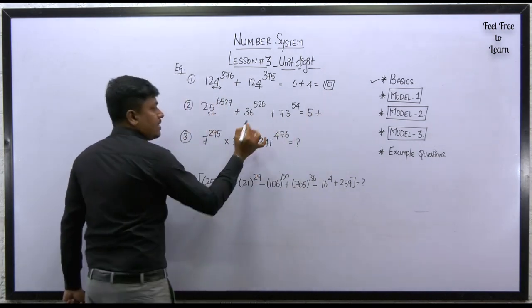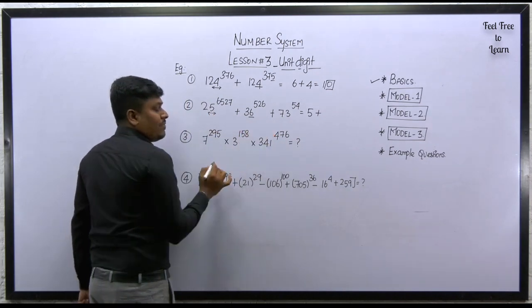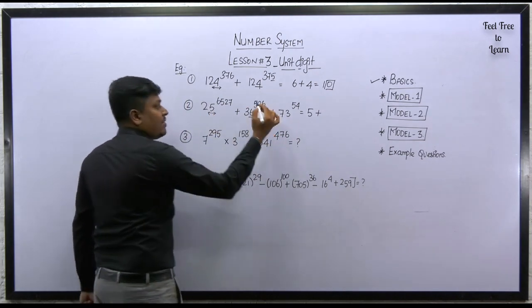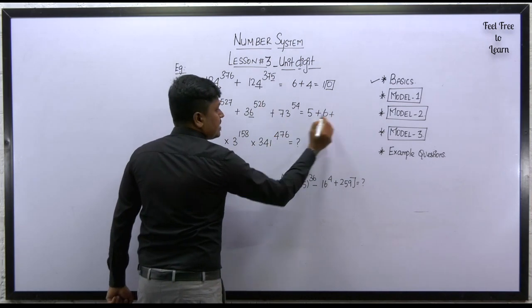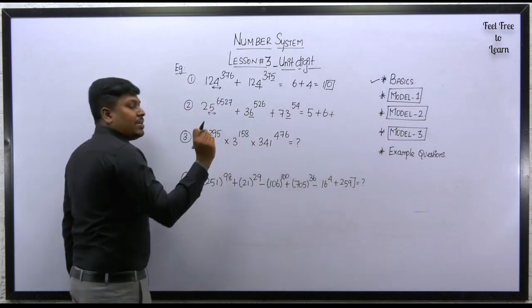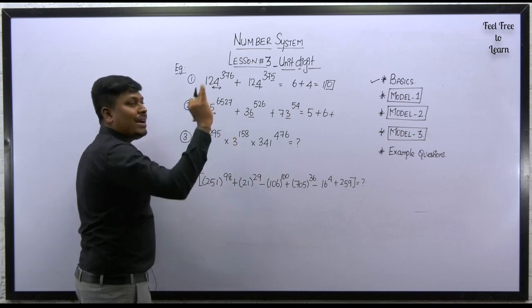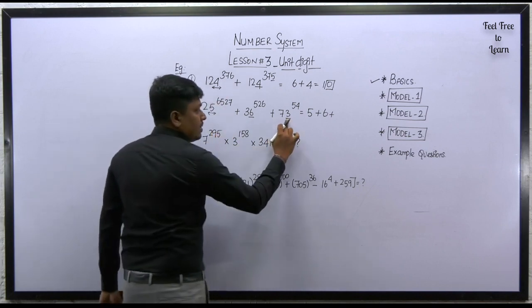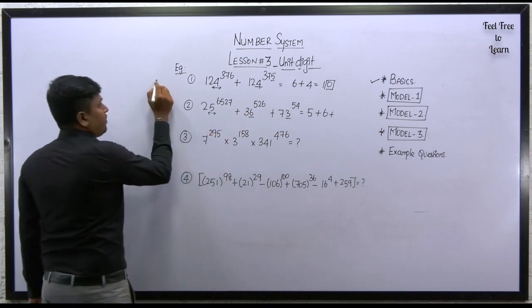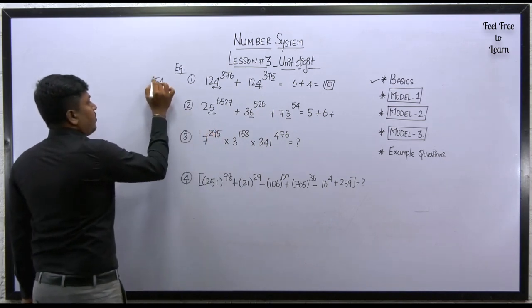Plus 6. Again, model number 1 we have learned: 6 power anything is again 6. Plus, last is 3. So 3 we have learnt in the third model. In the third model alone we have to divide the power by 4. So write down 3 here. What is the power here? 54. So divide 54 by 4.